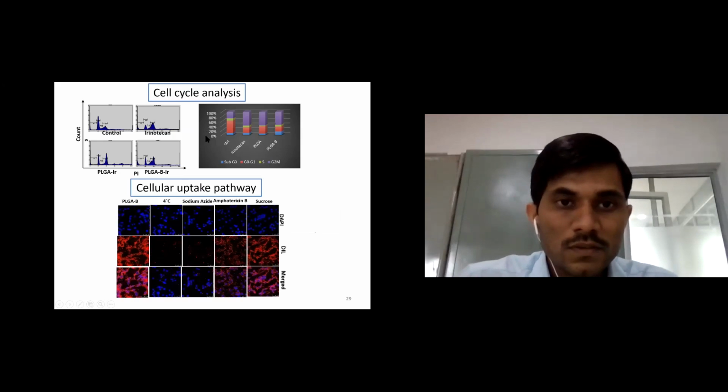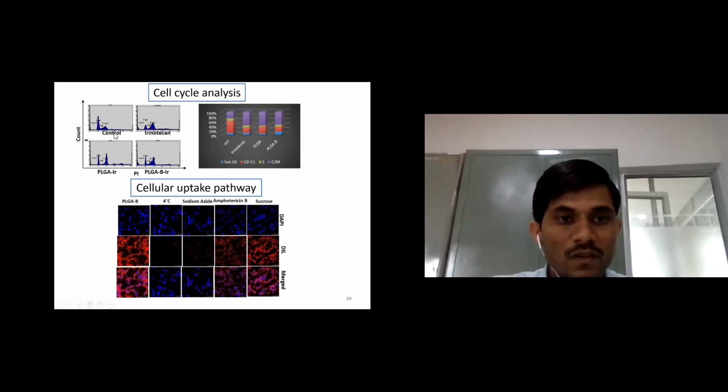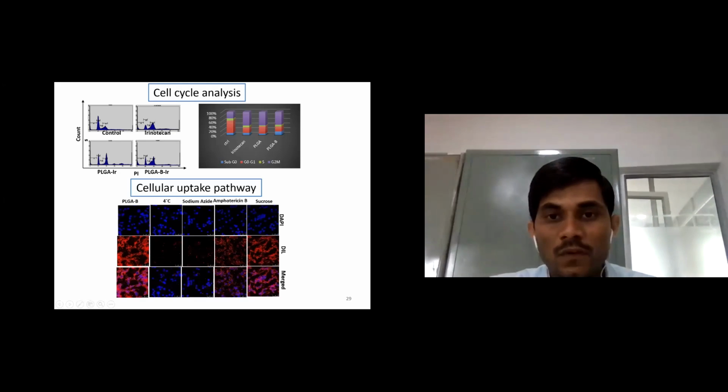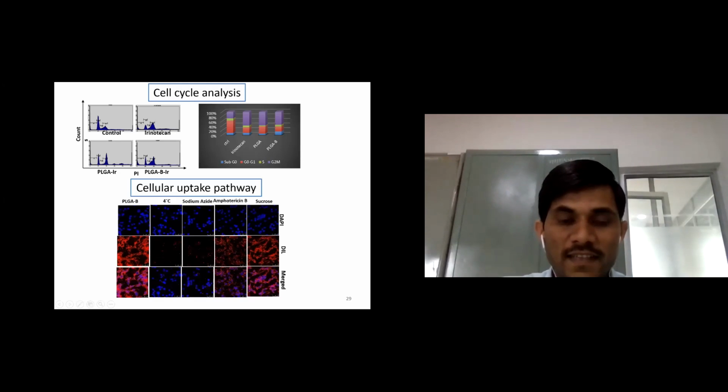Then we have to perform cell cycle analysis using propidium iodide staining. For control, we can see a higher population of cells in the G0 to G1 phase. In the case of irinotecan treatment, an increase in the cell population is observed in the G2M phase, which is retained for irinotecan loaded PLGA and irinotecan loaded PLGA biotin nanoparticles, which indicates these nanoparticles act on the G2M phase of the cell cycle.